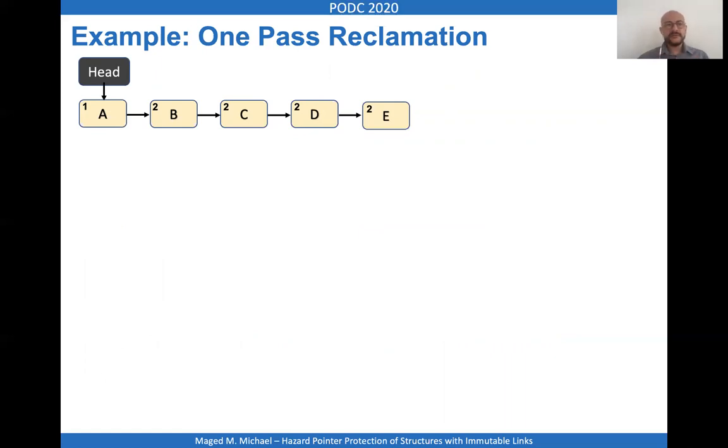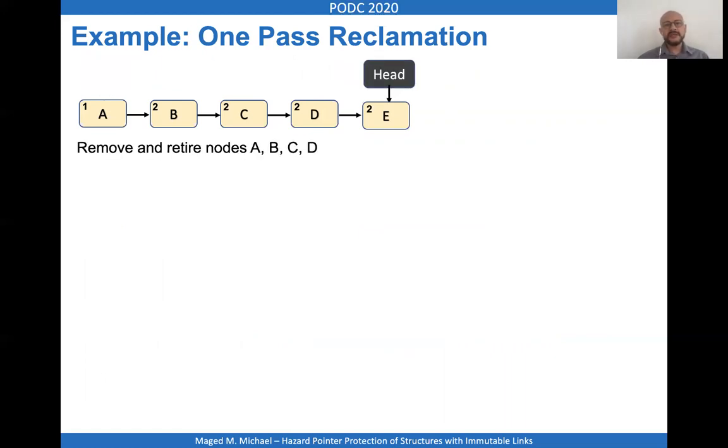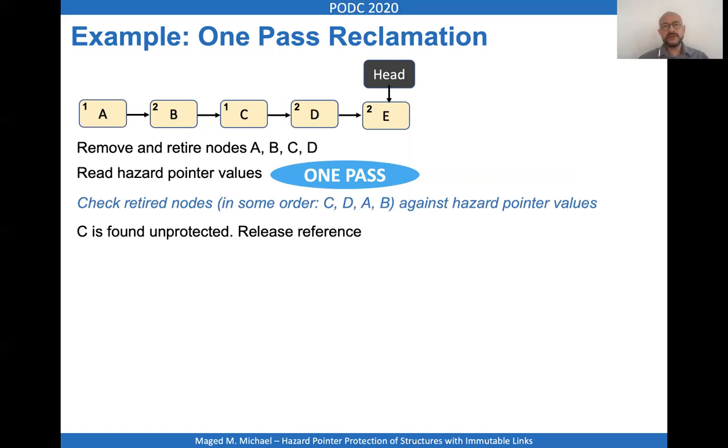So here none of the nodes are protected. We get nodes A, B, C, D removed and retired to the hazard pointer library. And now at some point, some thread will decide to try to do reclamation. So it will read all the hazard pointer values. There could be tens of thousands of these, and that's our one pass. Then it will go and check each of the retired nodes against these values that it read. And that can be in any order. So we're going to just use a random order here.